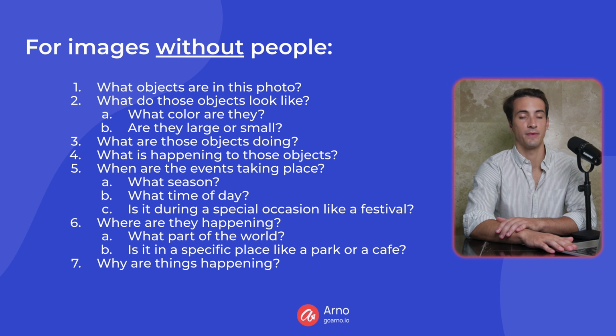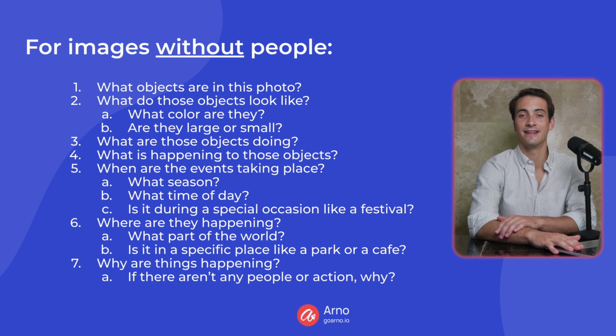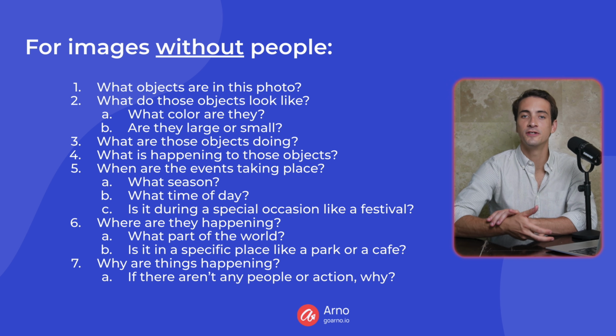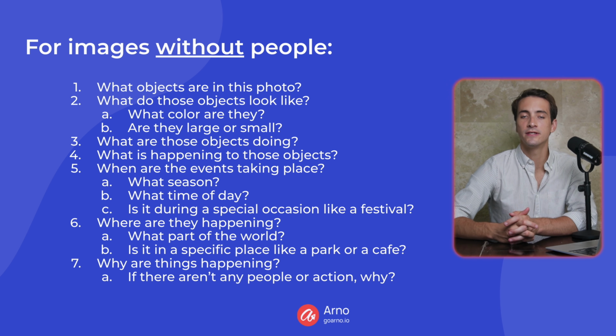Why are things happening? If there aren't any people or action, why? This is a very useful question, as you're about to see in the example that we are going to go through. So the questions you want to ask yourself for images without people are similar but a little different to the questions you ask yourself for images with people. Let's go through an example now.